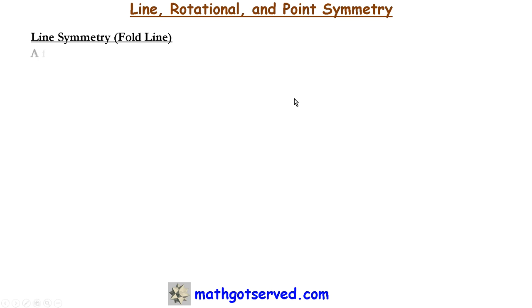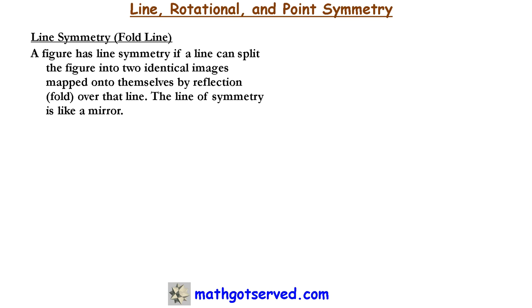The first type of symmetry we're going to look at is known as line symmetry. You can also think about it as a fold line. A figure has line symmetry if a line can split the figure into two identical images mapped onto themselves by a fold over that line. Okay, the line of symmetry is like a mirror.